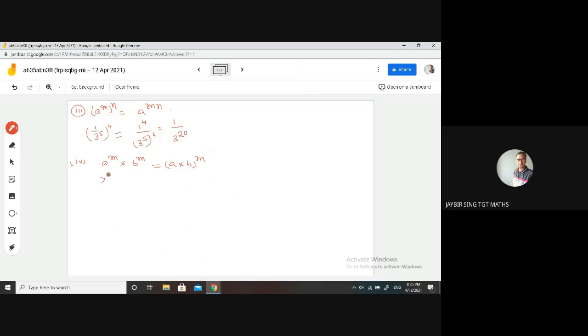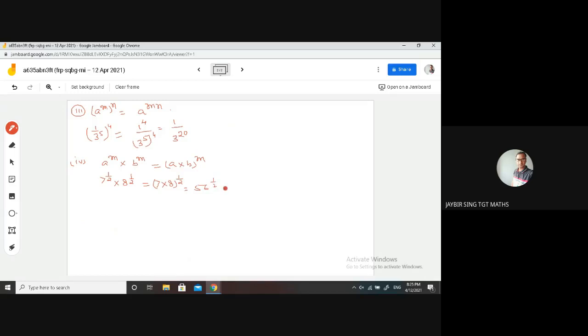We have 7 to the power 1 by 2 multiplied by 8 to the power 1 by 2. Here you can see powers are same and bases are different. It will give 7 into 8 to the power 1 by 2. So now it will be 7 into 8, 56. 56 to the power 1 by 2.